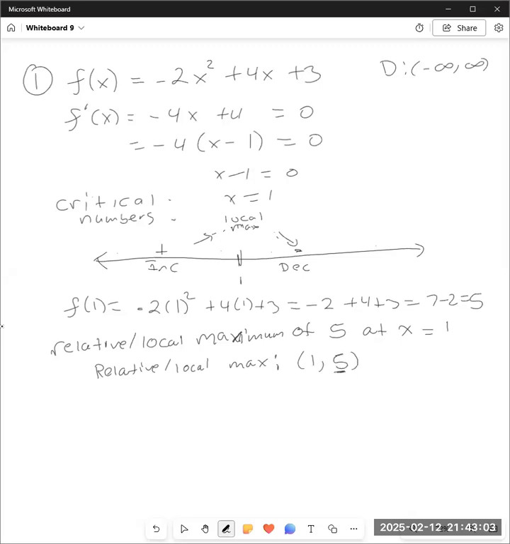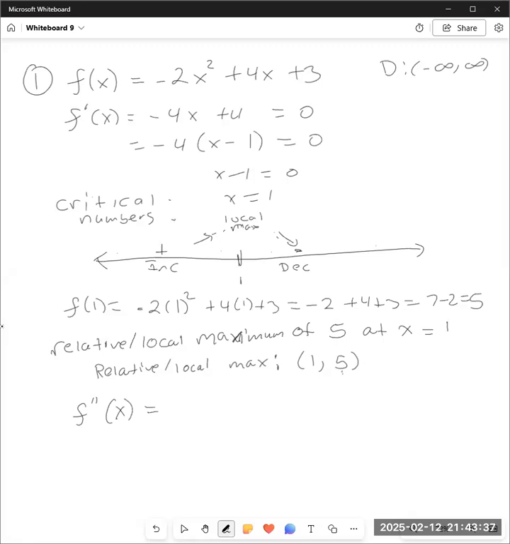Really, the maximum or minimum is the y value, and it happens at the x value. I just want you to be aware that this is kind of a shorthand to say all these words here when we just give the ordered pair like that, but really we're talking about a minimum or maximum y value that happens at an x value. Let's go ahead and talk about what happens if we find the second derivative here and how that could help us to establish whether we have a minimum or a maximum here.